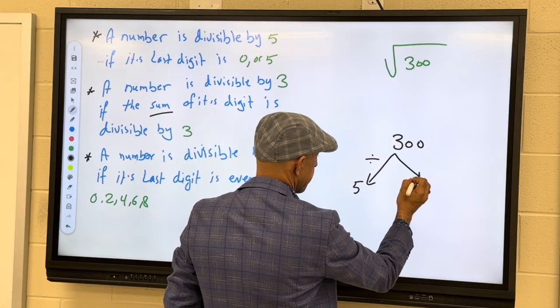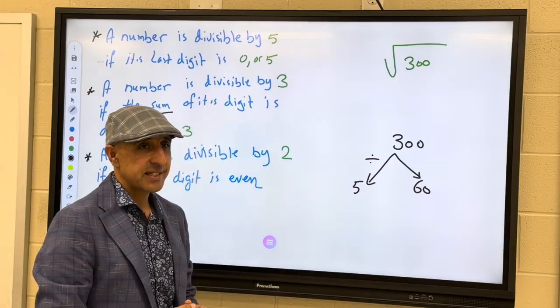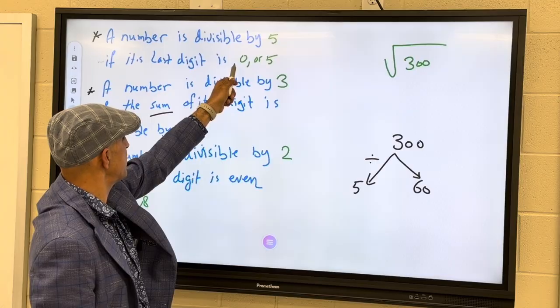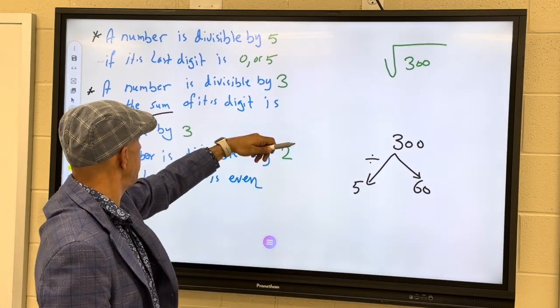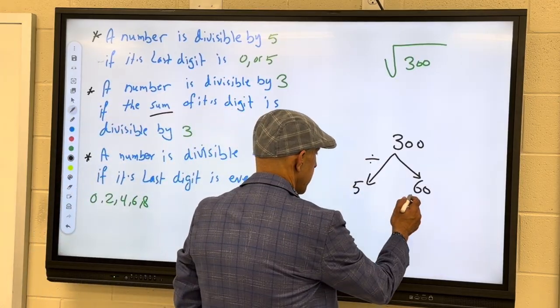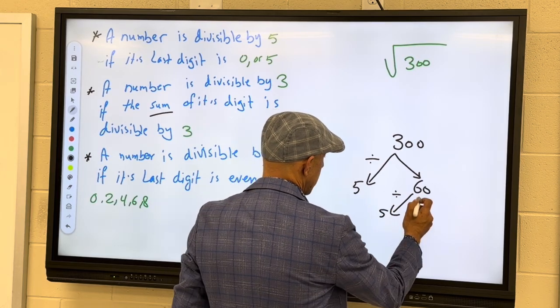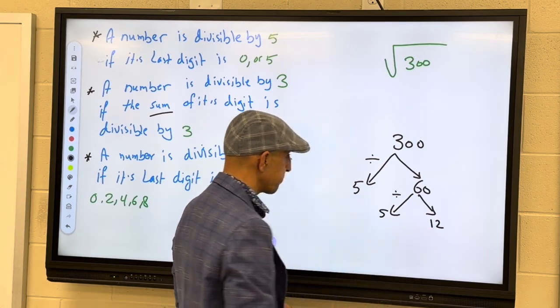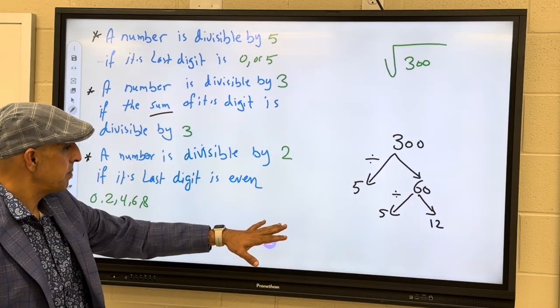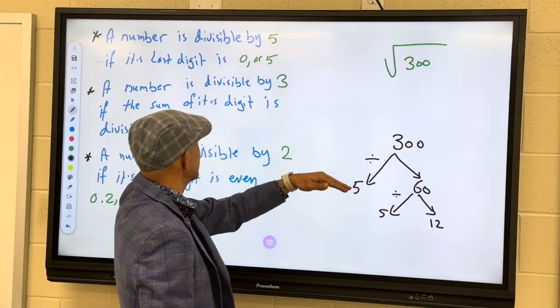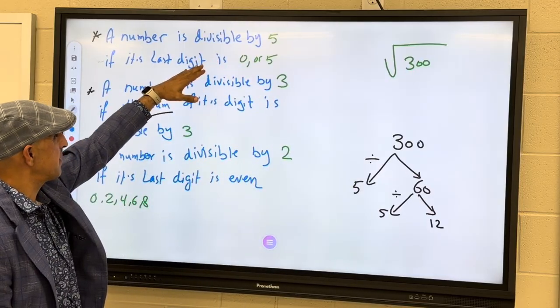60. Now, about the 60, you can ask yourself, yes, the 60 ends with 0, so I can divide by 5. So if you take the 60 and divide it by 5, you end up with 12. At the same time, you can say that I have a 12. Now, is the 12 divisible by 5?